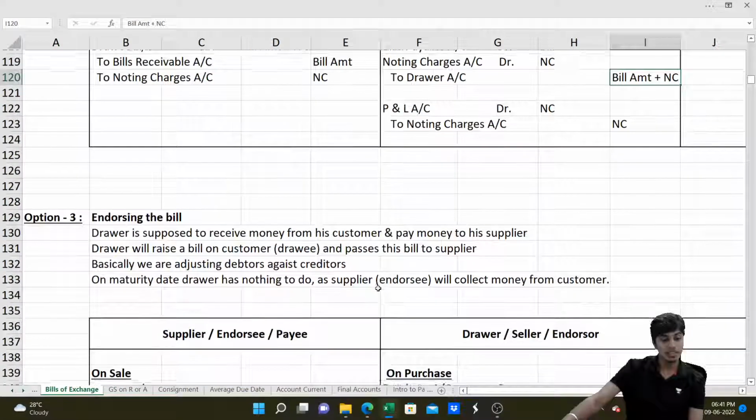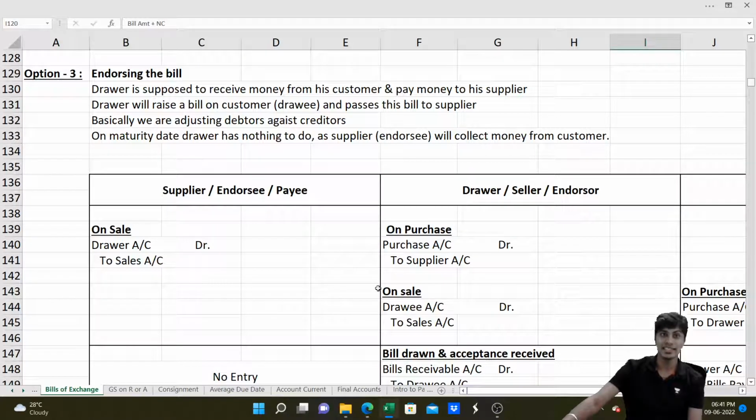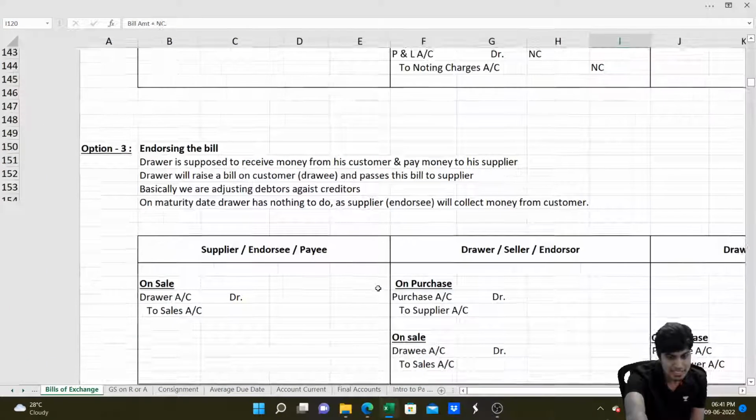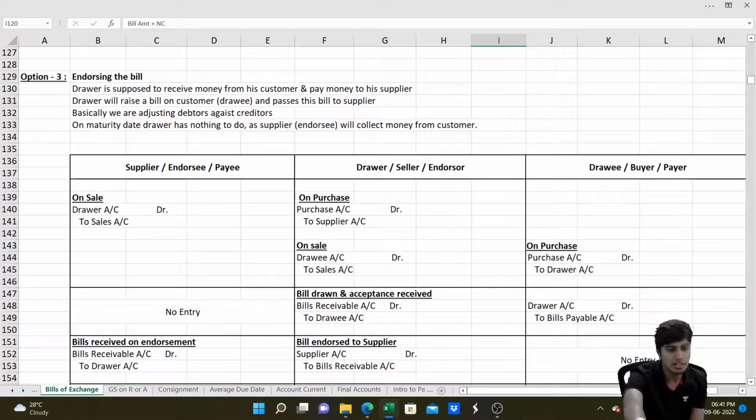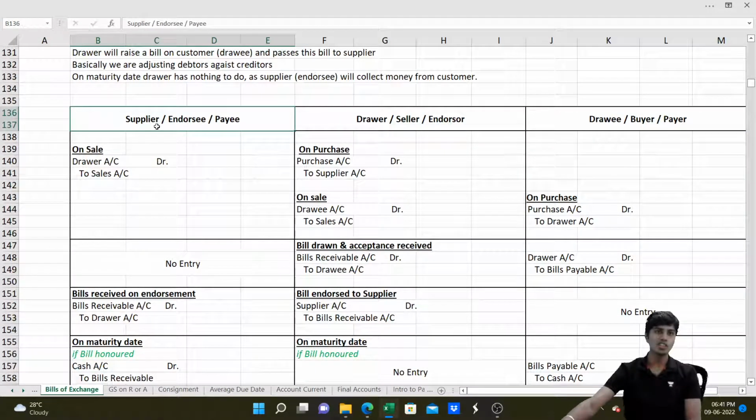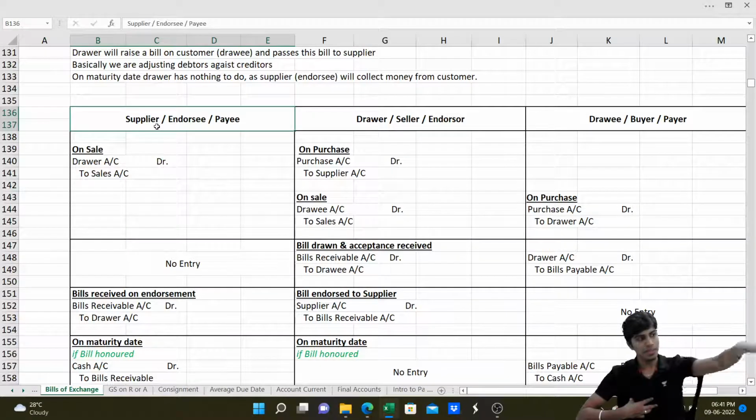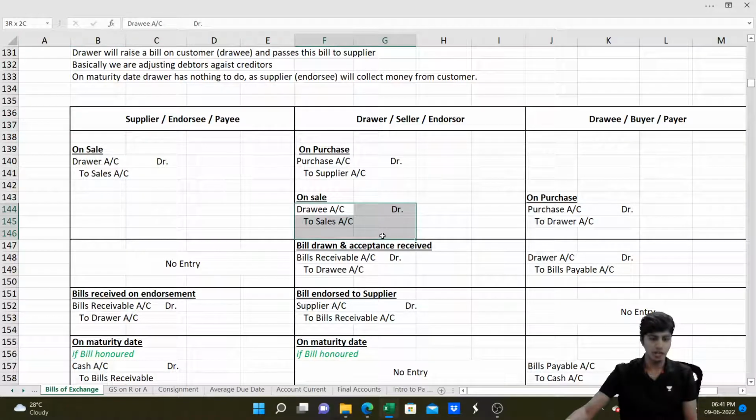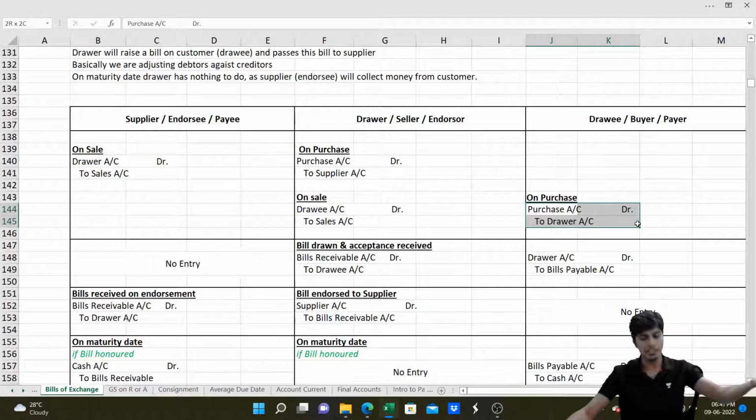Let us now move on to the third scenario with the drawer, that is endorsing of the bill. In this case, we need to learn accounting from all three perspectives. He is the supplier, endorsee or payee. Now I am the drawer. I have a customer who is the drawee. I sell goods to him, so we'll write the entry drawee account debit to sales. He purchases goods from me, so he will write the entry purchase account debit to drawer.